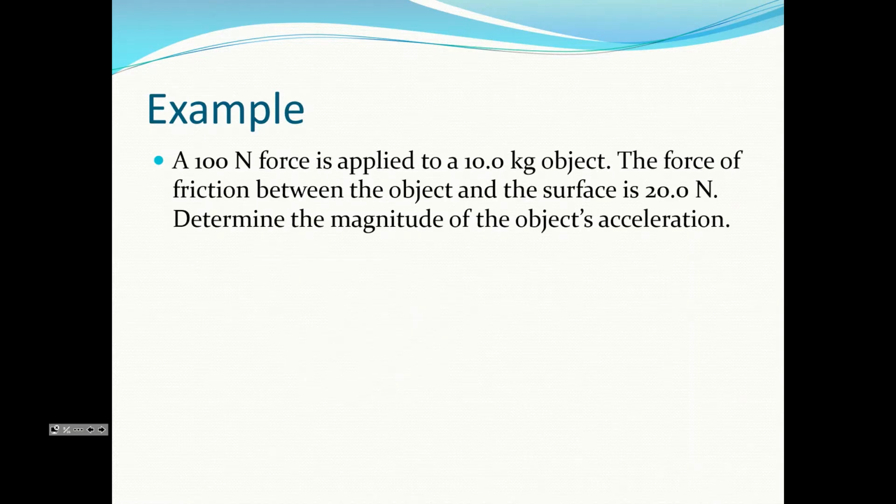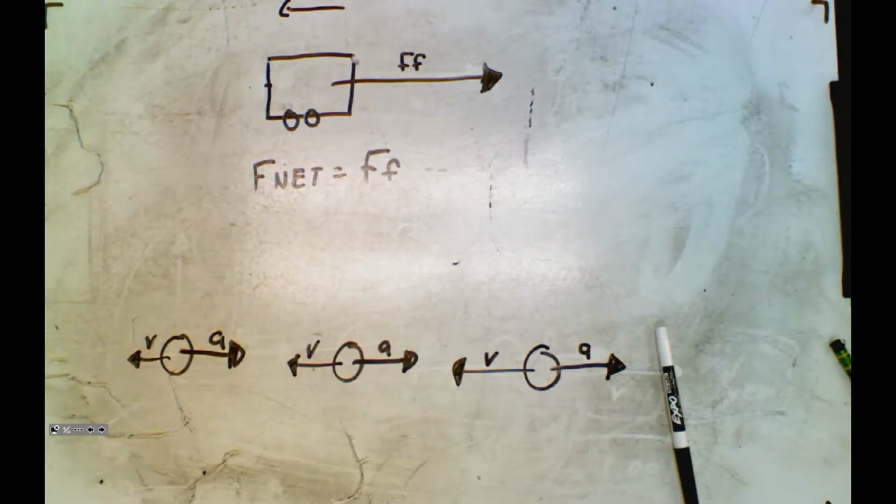So this is more of an example that you'll see. We have a 100 Newton force applied to a 10 kilogram object. The force of friction between the object and the surface is 20 newtons. Determine the magnitude of the object's acceleration. So in doing questions like this, and they're talking about multiple forces acting on something, it's really important that you start with a free body diagram. And that's what we're going to do. We're going to draw a free body diagram for this situation.